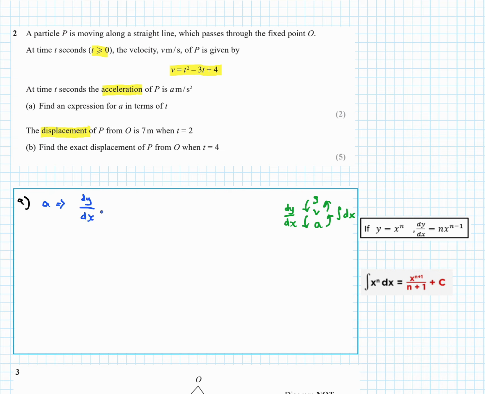dy over dx is our notation for differentiation. And again, looking at our formula on the right hand side, 2 times t to the power of 2 minus 1 is 1. So 2t to the power of 1 is the same as 2t, and minus 3t, our t disappears. We have just a constant of minus 3. That's the first part done.